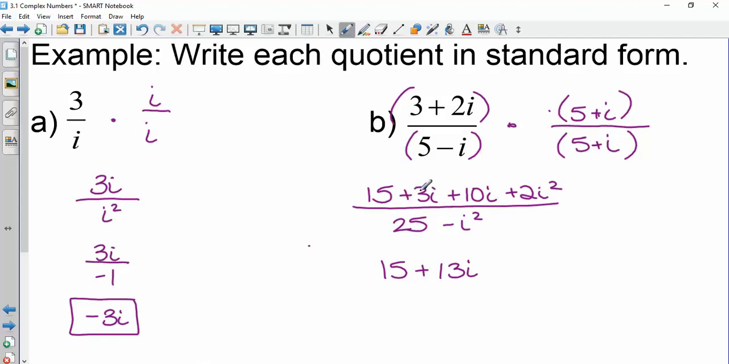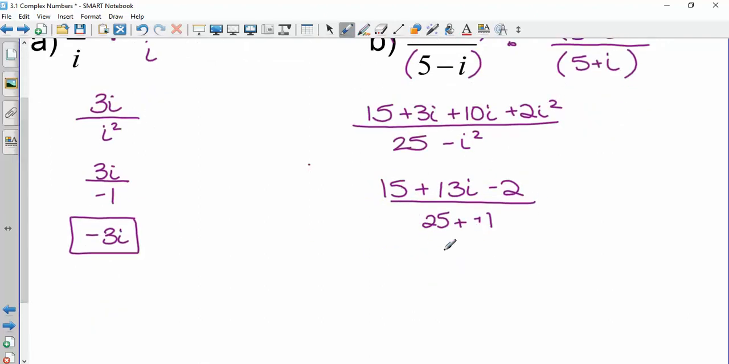So on the top we have 15 plus 13i. 2i squared is negative 2. Over 25 minus i squared becomes 25 minus negative 1, which is just 26. So on the top, 15 minus 2 is 13 plus 13i over 26.